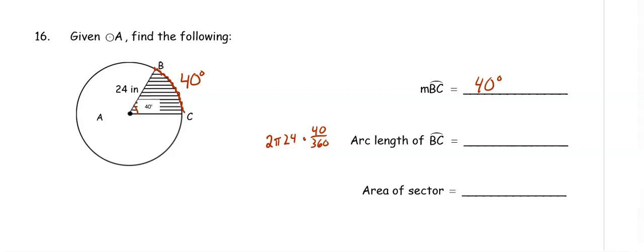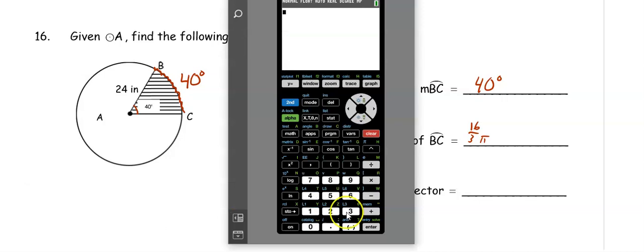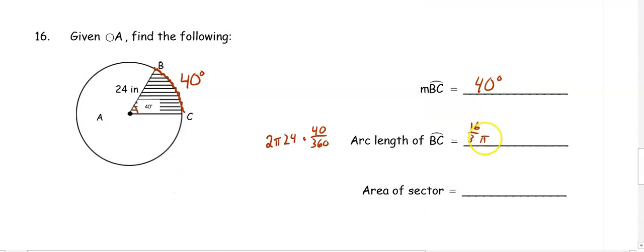So in your calculator, put everything except for the pi. In this case, you're going to get a decimal, so you can do math, enter, enter, and we get 16 over 3 pi. So if you want to see how to put that in your calculator, 2 times 24, parenthesis, 40 divided by 360. Math, enter, enter. So we get 16 thirds. We have to put our pi with our answer, inches.